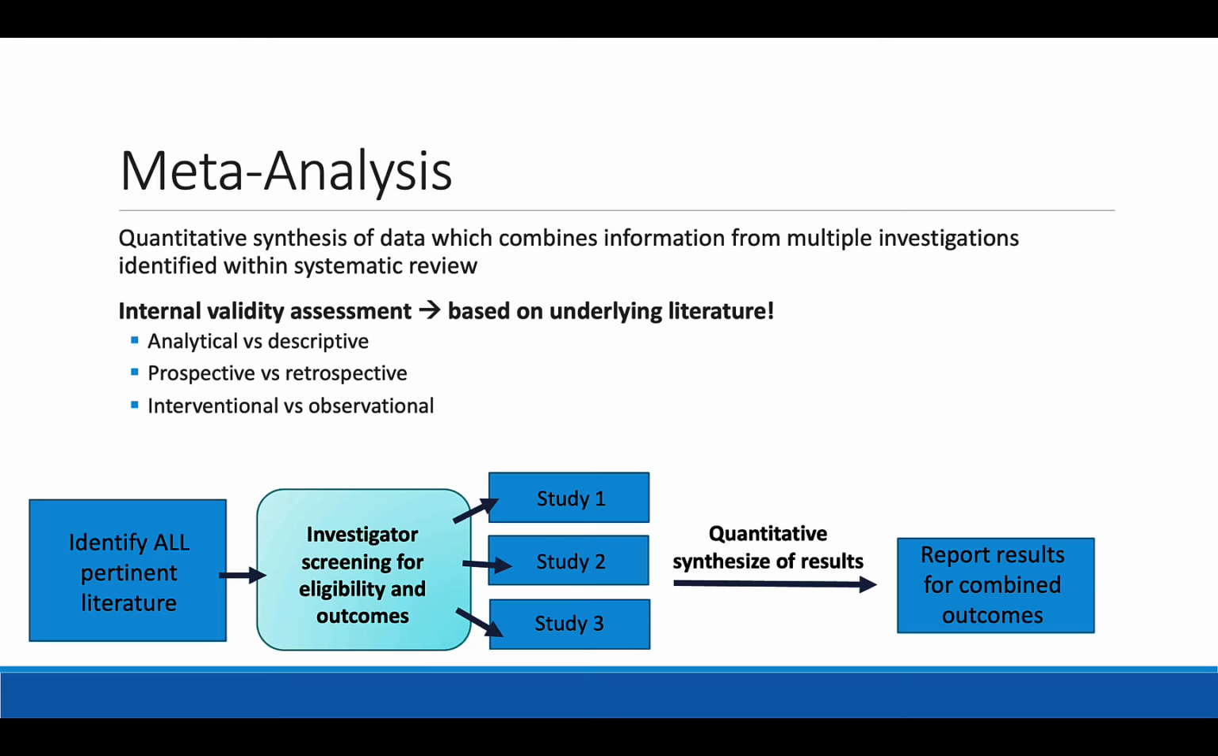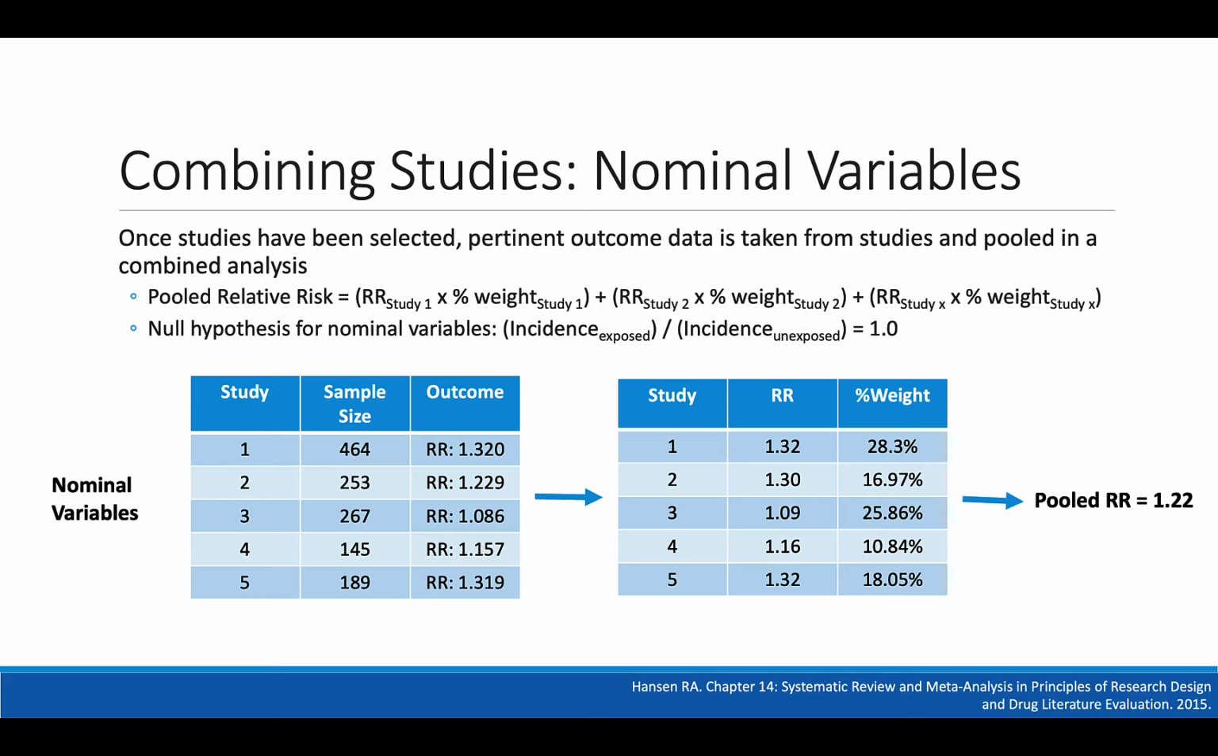So a meta-analysis in a schematic form is very similar to the systematic review, except once we have all of our studies that meet our eligibility and outcome criteria, we can quantitatively pool them and then run an analysis to have a combined endpoint that summarizes all the existing data. The question then becomes, how are we actually combining studies? So let's look at this in a little bit more detail in a study example with nominal variables.